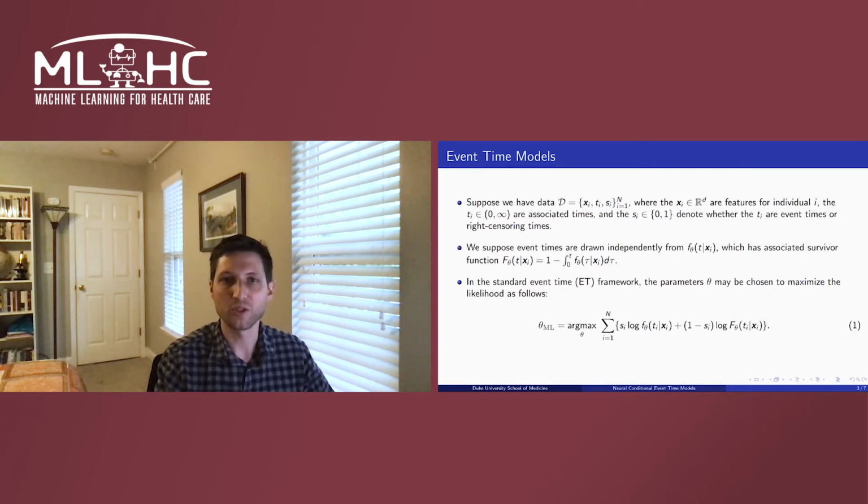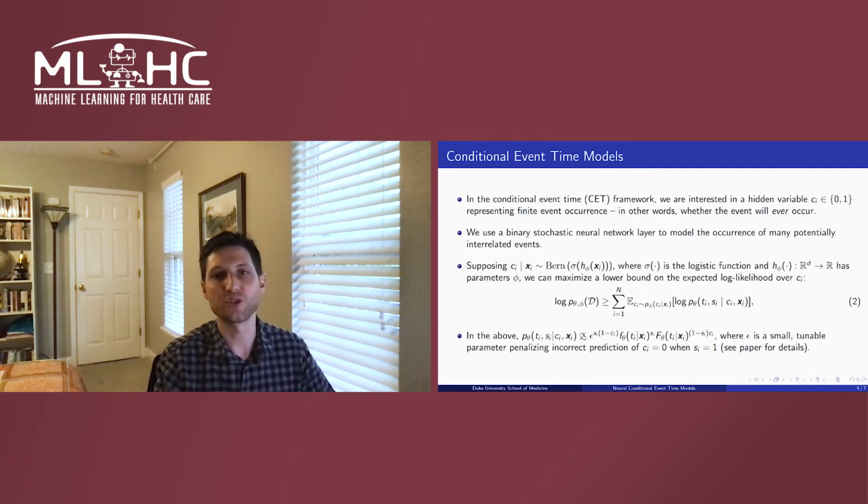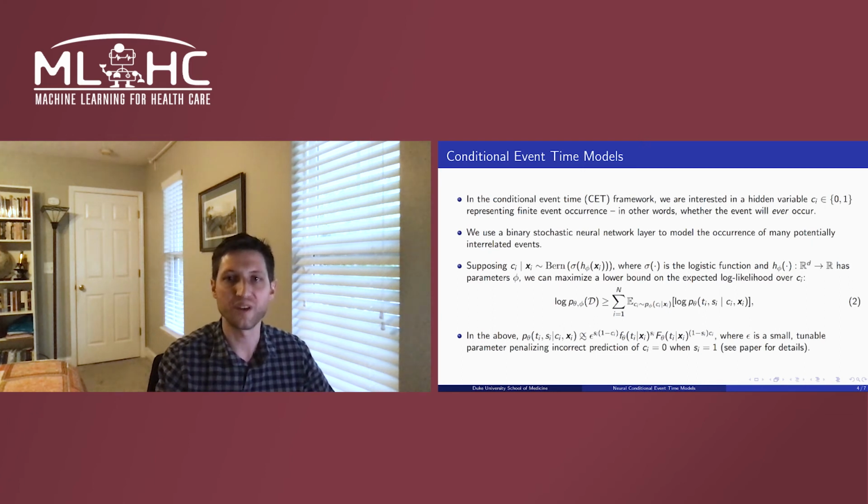Like the standard model, we start with patients, associated times, and an indicator telling us whether it's an event time or a censoring time. But in the new framework, we're interested in hidden binary variables, one for each event type, that specify whether the event occurs ever in a given individual. We model finite event occurrence with a binary stochastic layer, then use a gradient estimator like Gumbel softmax to backpropagate across it. But the key here is the likelihood.